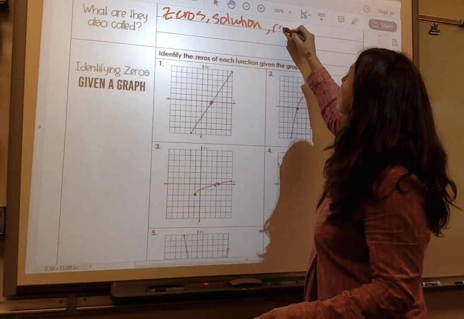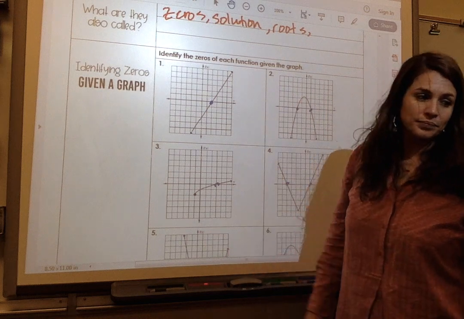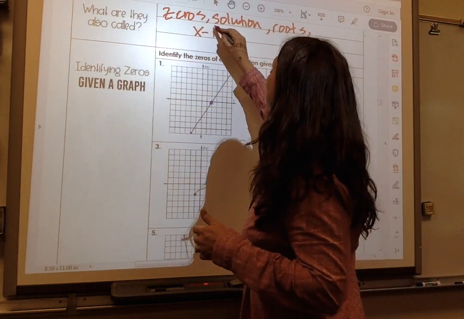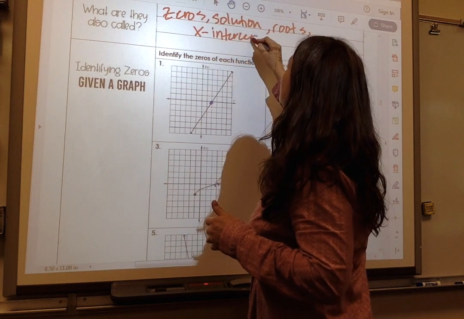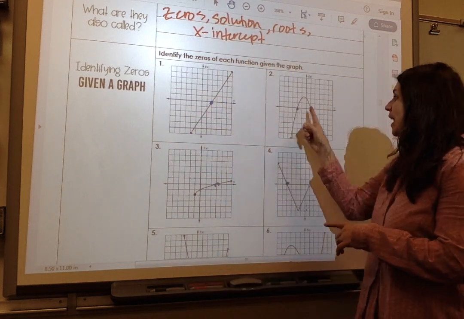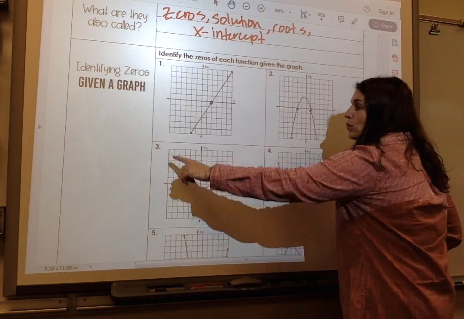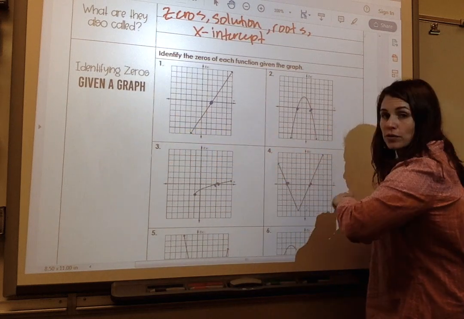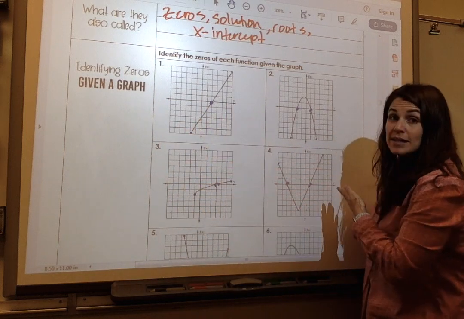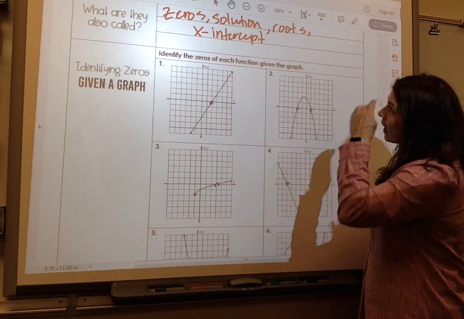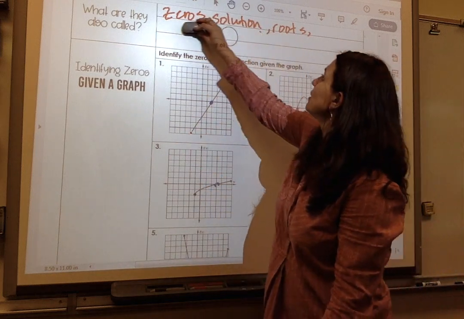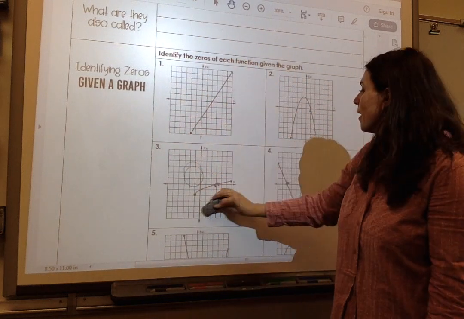You will hear it called roots, and you will hear it called x-intercepts, because where is it intercepting the x-axis? So a lot of different names for these points. If I ask you what the roots are, you'll say where it crosses the x-axis. If I ask you the x-intercept, that's the same thing as your zeros. If I ask you the solution, that's the same thing as your zeros. Okay, so lots of different words that describe that.